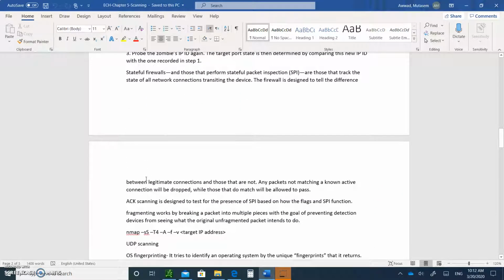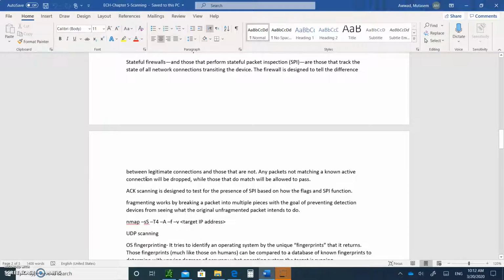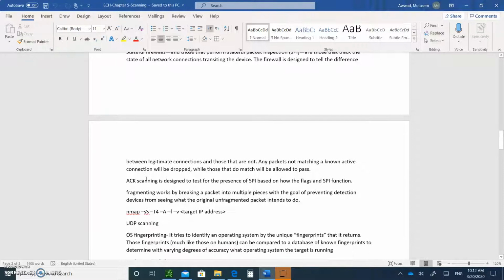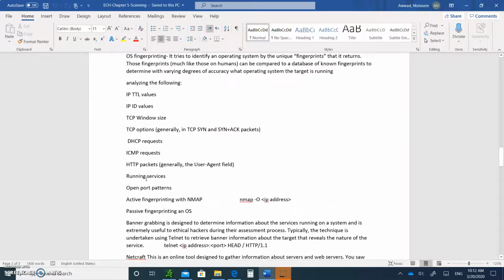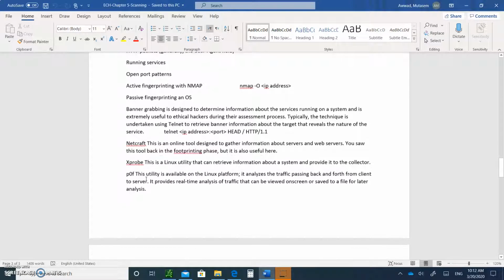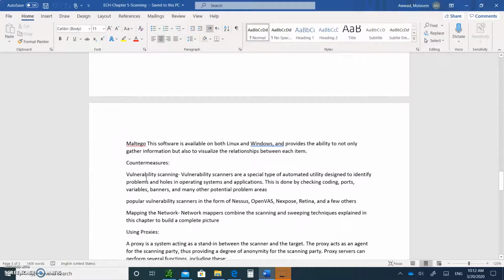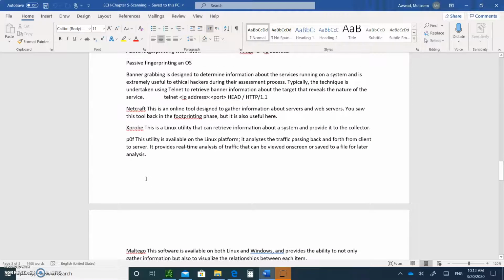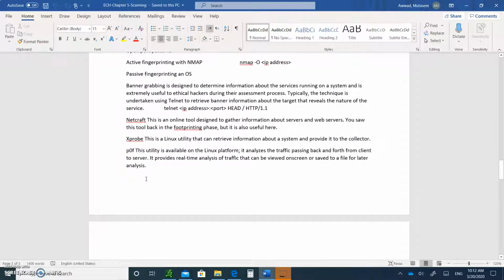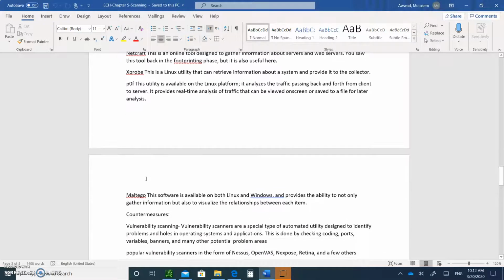What else do you need to know? Other tools that you can include: Netcraft, Xprobe, and p0f. This is available in Kali Linux. Maltego, this is a good utility. There's a free version of it and a paid one. You can download this, by the way. So banner grabbing, Maltego, all of these are good tools that you can use. We'll use some of these tools in our lab, of course.